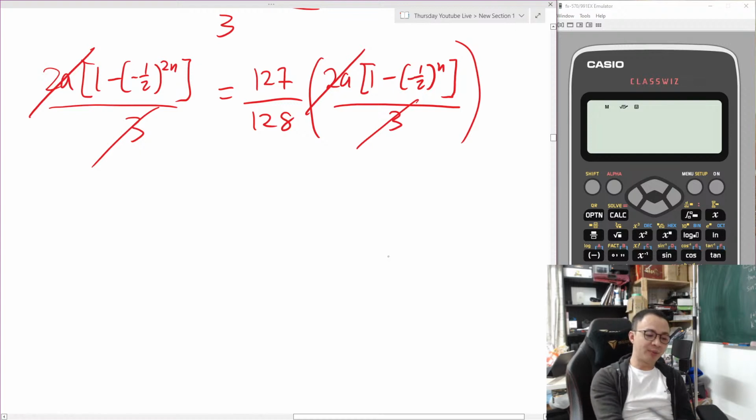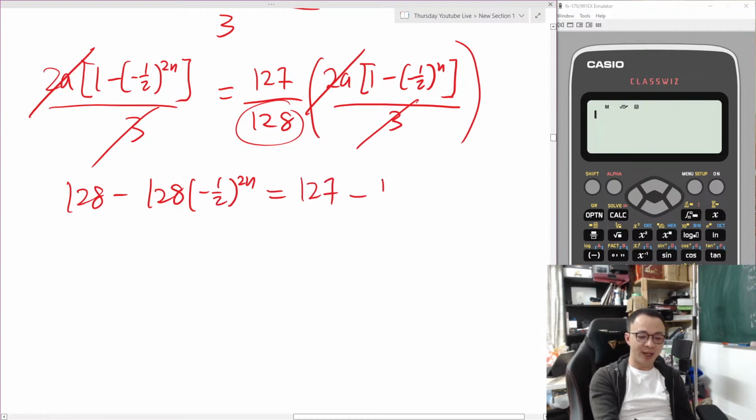Okay, crossover multiply. The 128 is going to multiply the first term and second term. So I got 128 minus 128 negative half power of 2n equals 127 multiply in 127 minus 127 negative half power of n.